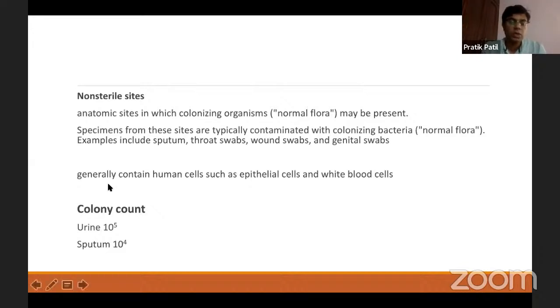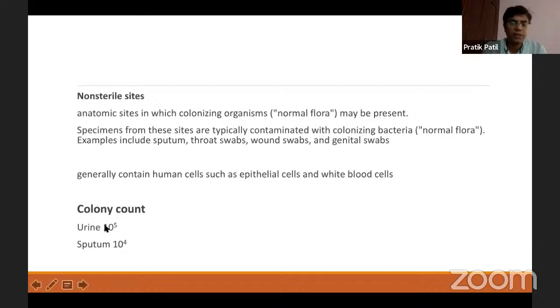In these samples, another thing that we need to consider is the neutrophilic ratio, or whether there are any epithelial cells. They usually contain human cells like epithelial cells and white cells. Like in sputum, we know that if there are a lot of epithelial cells, more than 25 per high power field, then it is not a good sample. So we need to look into all these aspects before we jump into the treatment part of the culture.